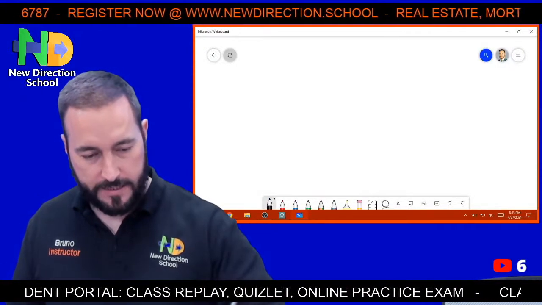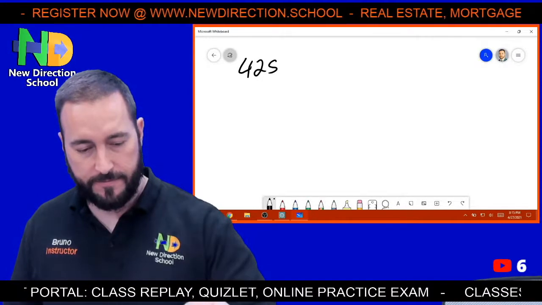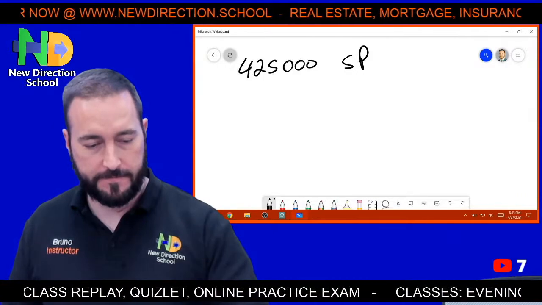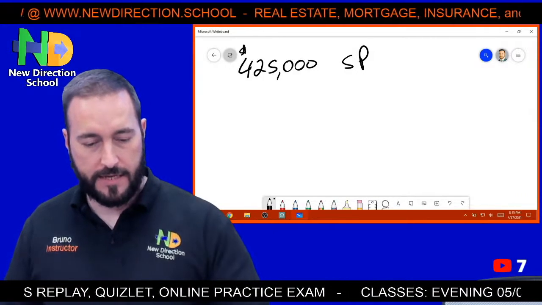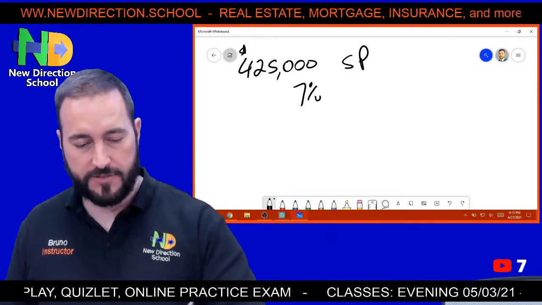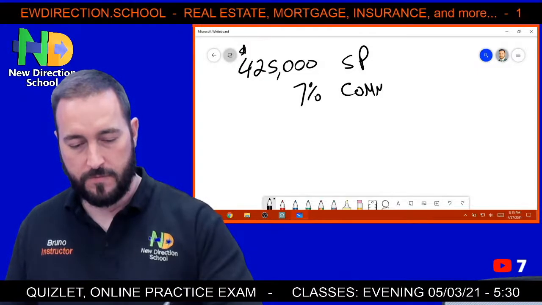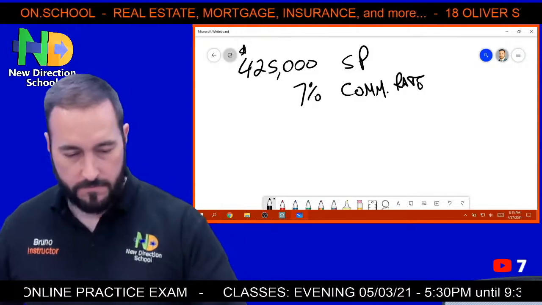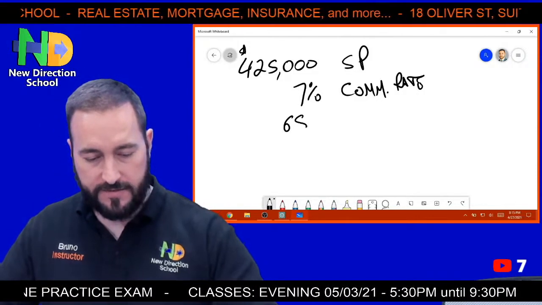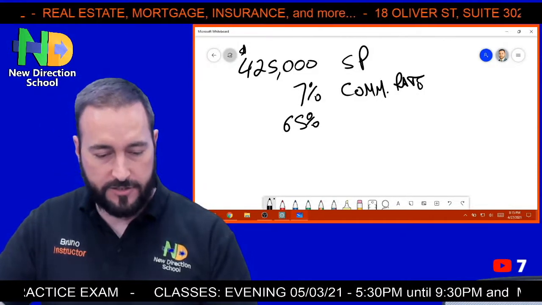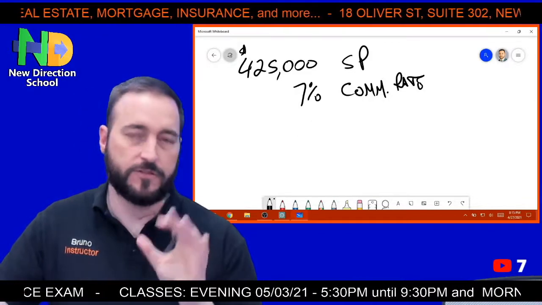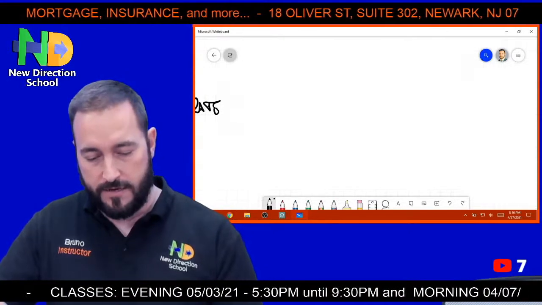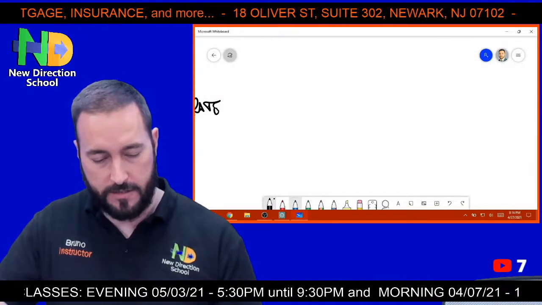So, what do we got? $425,000 sales price. And the commission, 7% commission rate, right? And then we got 65%. Actually, I'm going to go step by step. So we're going to stay right here. This is the first thing we need to figure out, what is the gross commission. So now we're going to go here.